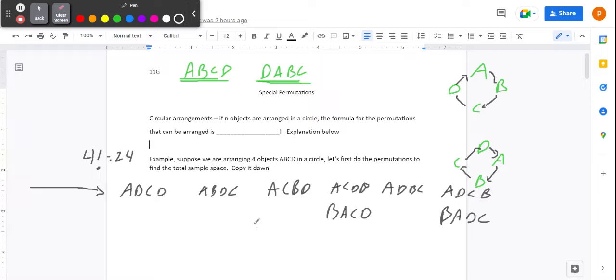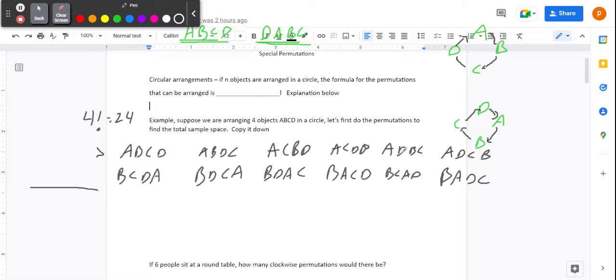Next, let's say we have BCAD. Well, BCAD is the same sequence as ADBC because B, then C, then A, then D. If this is a clockwise circle, it would look the same. BCDA would fall under here because it's the same sequence: B, C, D, then back to A. In a circle, it looks the same. Last, we have BDAC, and then we have BDCA.